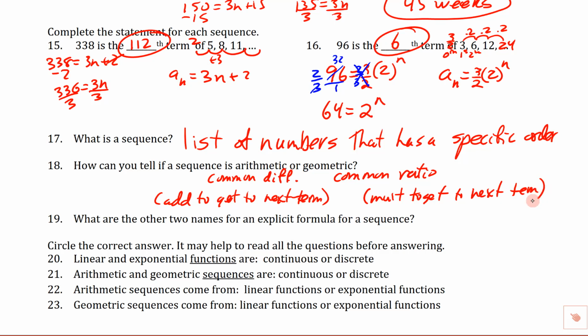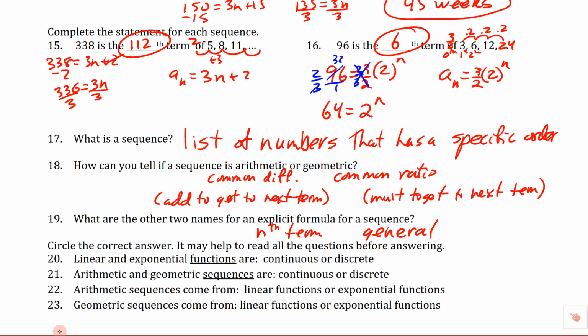Okay. All right, so again, with arithmetic, it's better to think of this as adding rather than thinking of it as subtracting. And then same with common ratios with geometric. It's better to think of it as multiplying rather than dividing, even though there are times where it would be okay to think of it that way. And then it says on number 19, what are the two other names for an explicit formula? Well, that would be Nth Term Formula. And the other one we can call it a general formula. Either one there is fine.